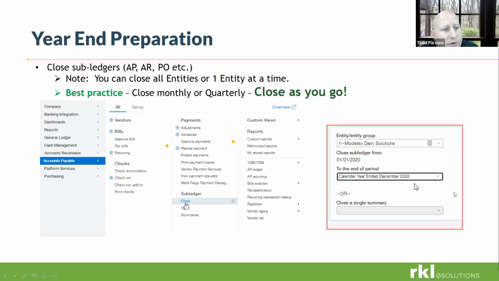For those of you newer to this, in order to close a subledger, in this example on the screen here, we have the accounts payable module. And we go over here to where it says subledger and close. And then you can click your entity or group and choose the period which you want to close, whether it be the month end, quarterly end, or in this case here, year end.